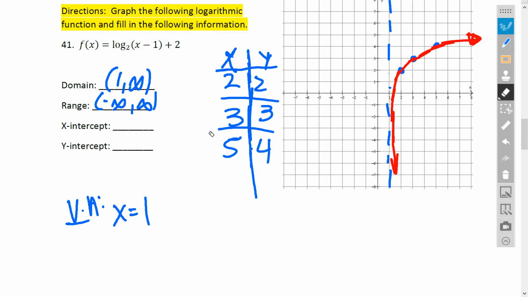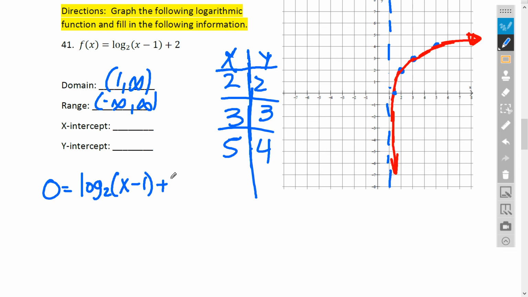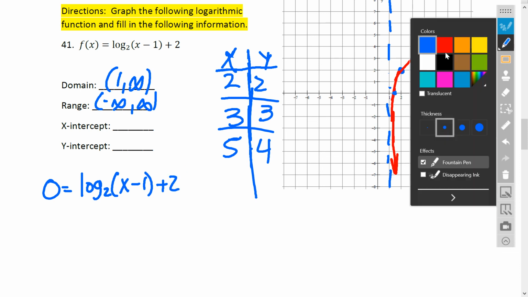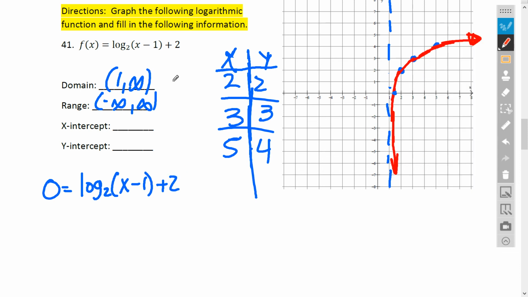Now the x-intercept, this one we didn't really talk about that much, but remember the x-intercept is where the function output is 0. So we would say 0 is equal to log base 2 of x minus 1 plus 2. We can definitely solve this equation. We can add 2 to both sides, giving us 2 is equal to log base 2 of x minus 1. And then we can switch this to exponent form, which is 2 to the second.